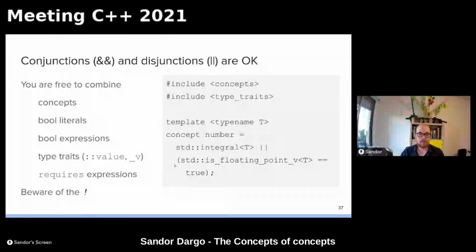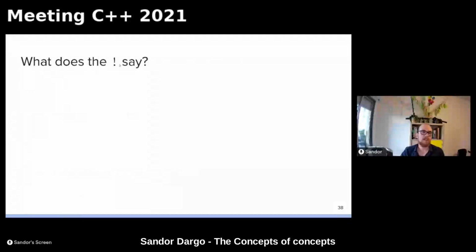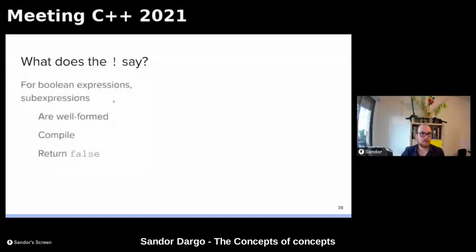We'll see how to do that. But you have to pay attention when you want to use negation. With negations, it becomes a bit tricky. So what does the exclamation mark say to us? So for Boolean expressions, you would expect that, well, whatever is in your expressions, all the sub-expressions should be well formed. They should compile, they are compilable, and, well, they might return false. And that's how you can use the negation.